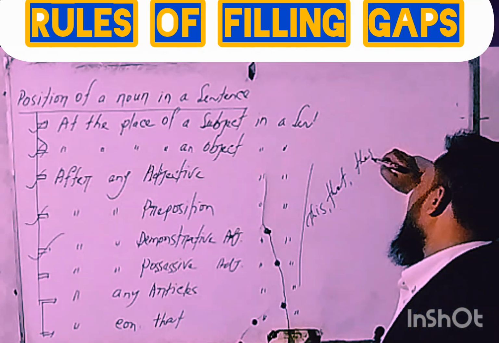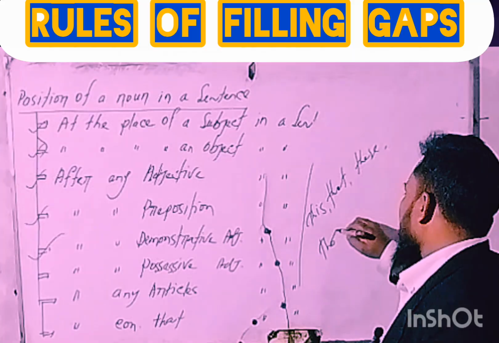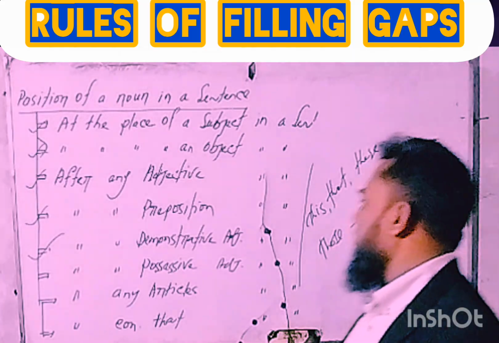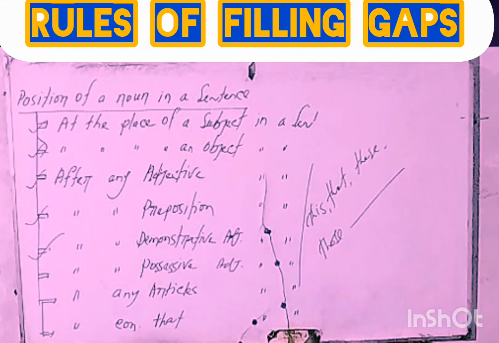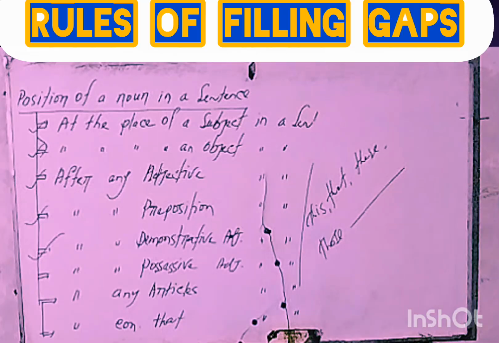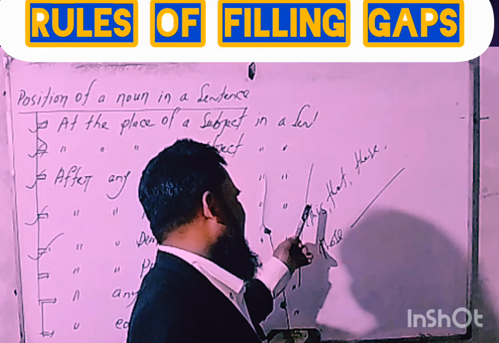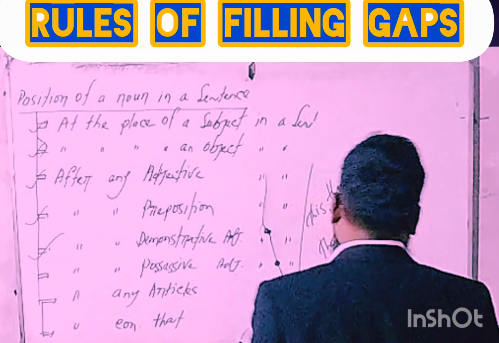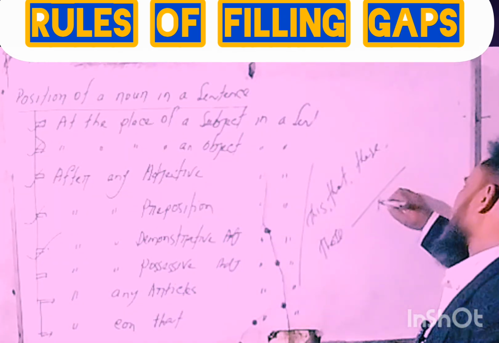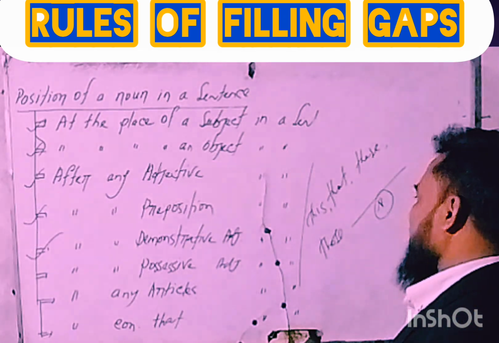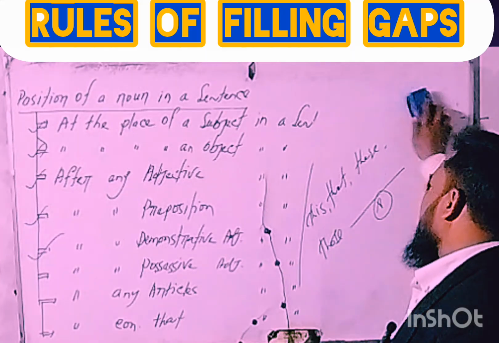that, this, those, which are usually called demonstrative adjectives. And if any word is used after a demonstrative adjective such as this, that, these, those, of course, that word will be a noun. That you have understood clearly.